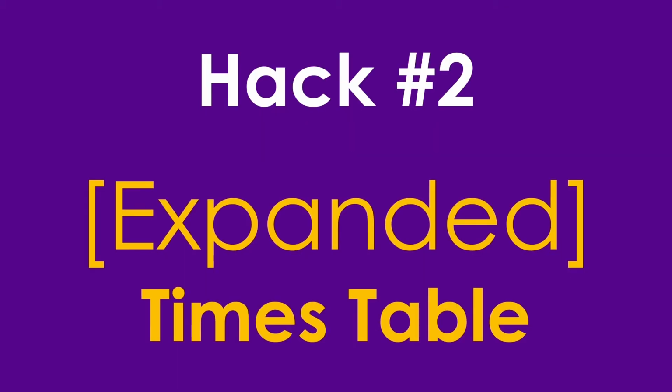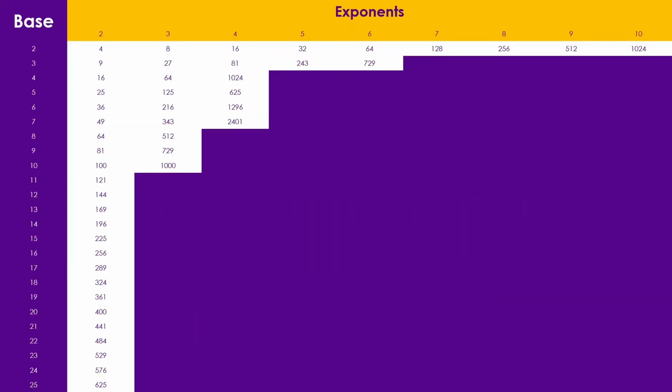Hack number 2 is to memorize the expanded times table. The 12 by 12 times table may not be enough. I highly, highly recommend to memorize this expanded times table. It ranges from 2 to 25 for the base, 2 to 10 for the exponents. For example, what is 15 squared? Or what is 8 squared? What is 9 to the power of 3? What is 2 to the power of 7? Memorize this expanded table. You will say thank you later.